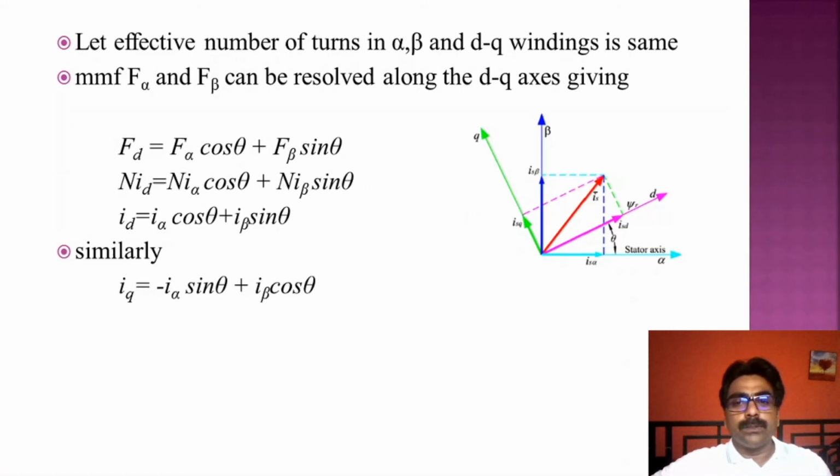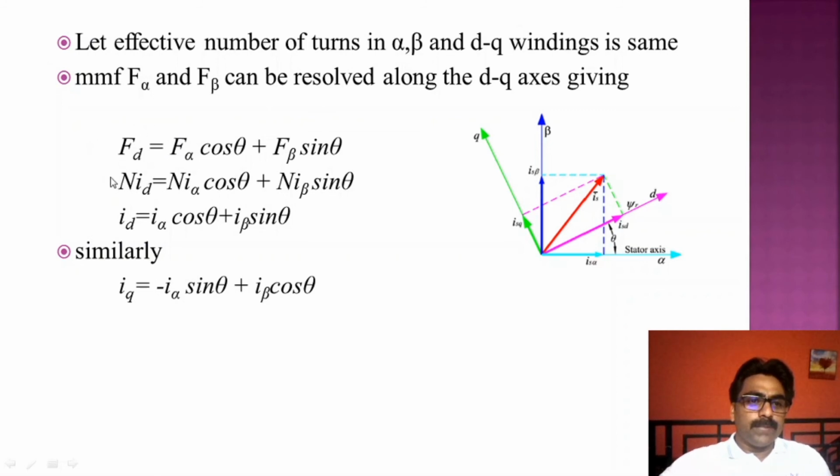So have a look at these equations. The MMF produced by the direct axis has the components of alpha and beta: alpha cos theta and beta sin theta. Written the other way, n into I direct axis is equal to n into I alpha cos theta plus n into I beta sin theta. The first and second equations are the same.